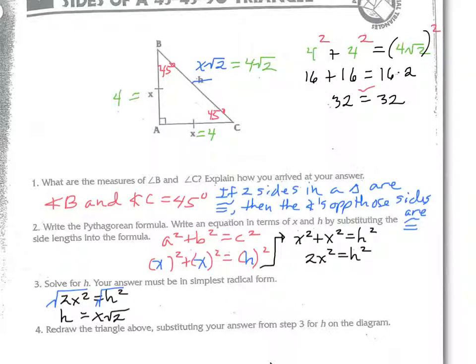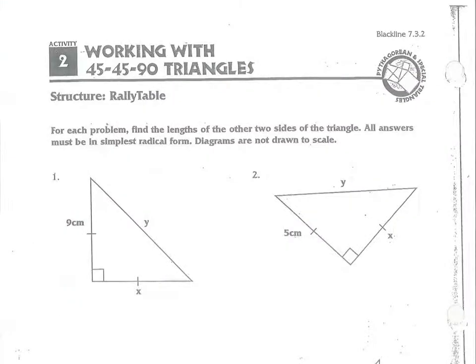Okay? So let's look at the back. I'm going to teach you a method which is different than your book. Okay? So you're going to identify your triangles as a 45, 45, 90, or what we're going to do tomorrow, which is a different one. There's only 2 special right triangles.